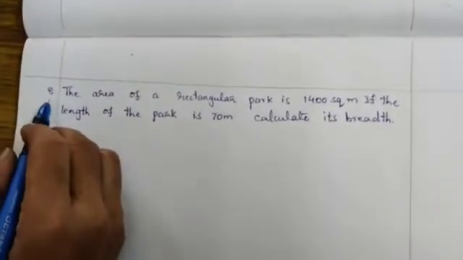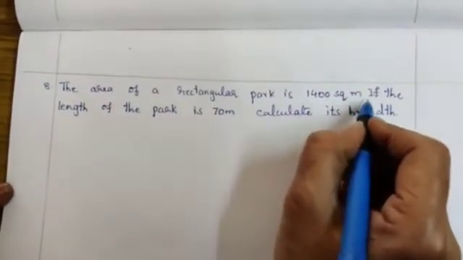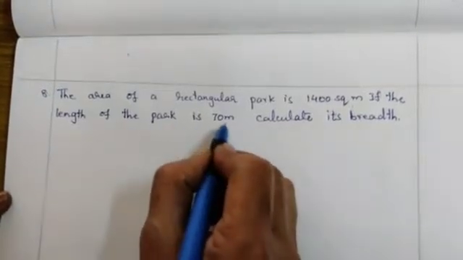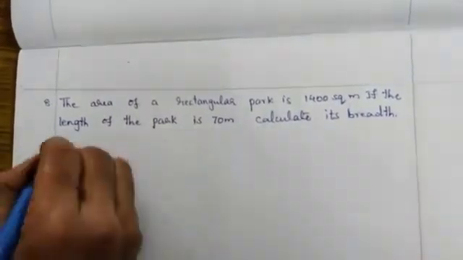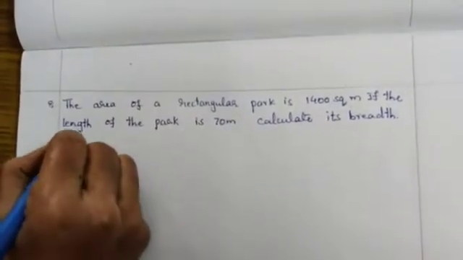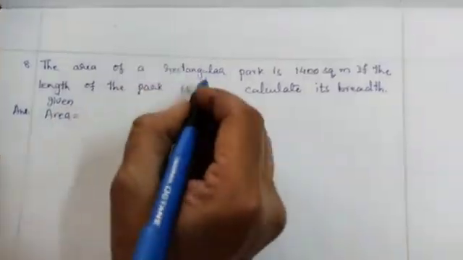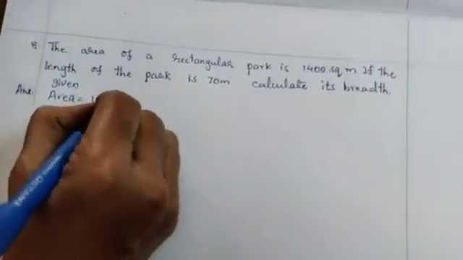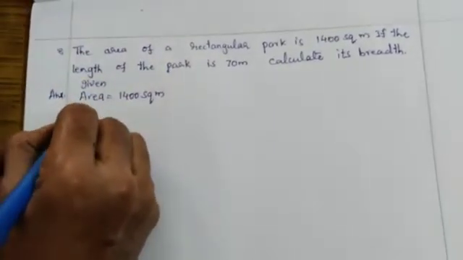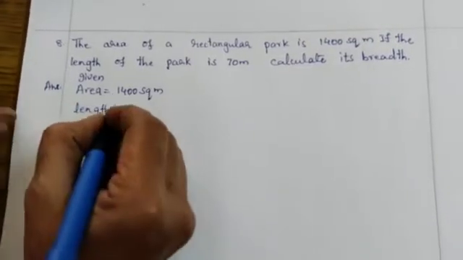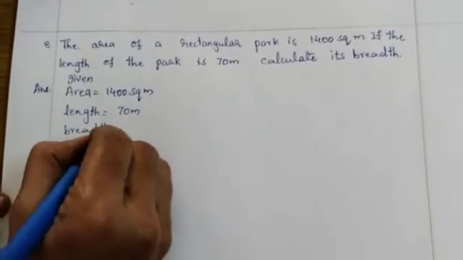Next, eighth question. The area of a rectangular park is 1400 square meter. If the length of the park is 70 meter, calculate the breadth. So here children, area is given. Area is how much? 1400 square meter, and length is 70 meters. Breadth you have to find.